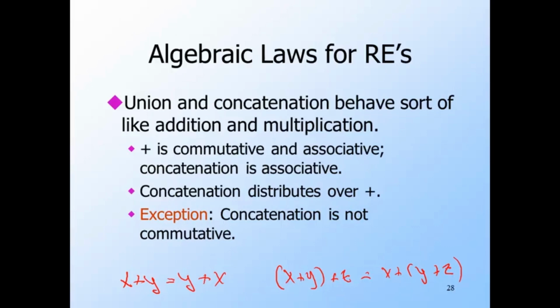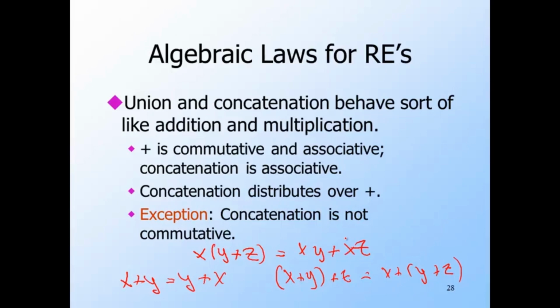Moreover, concatenation distributes over union just like multiplication distributes over addition. That is, x concatenated with y plus z equals xy plus xz. That is, x(y plus z) equals xy plus xz. That's the distributive law.